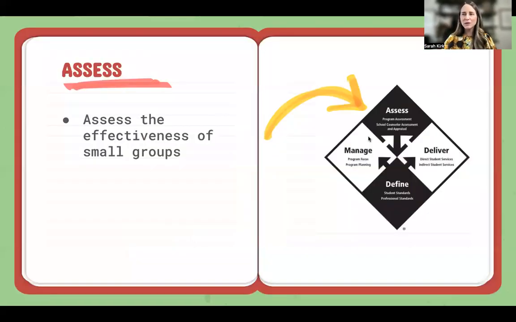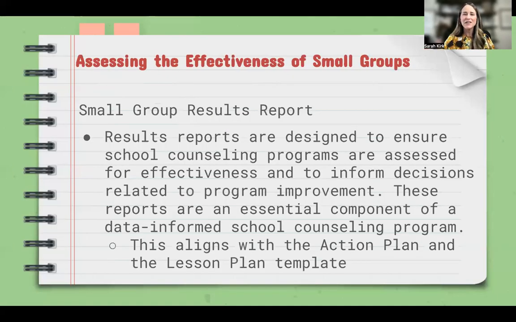All right, so then we want to assess our small group, because we've run our small group, we've used our lesson plan, but we got to make sure it works, right? Especially if we're not using a research-based curriculum, we have no idea if what we're doing is effective. But luckily, we have a small group results report to use to help us measure the effectiveness. So this is another document you can download from that Ask website when you go to the templates. And it's really designed to ensure that we're assessing if what we're doing is working.